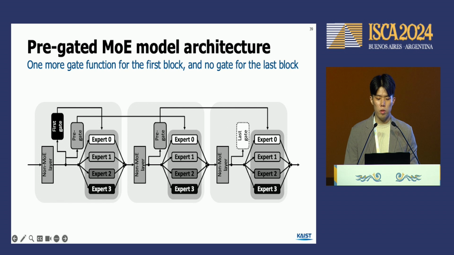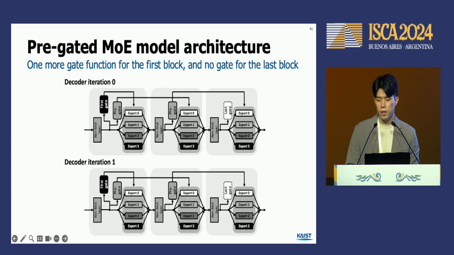To complete the end-to-end model architecture, we have two special cases for the first block and the last block. For the first block, there's one additional gate function which selects the first layer's expert activation, and we have no gate function for the last block. Finally, the model architecture will be like this figure, and the pre-gate function only selects expert activation within the same iteration.